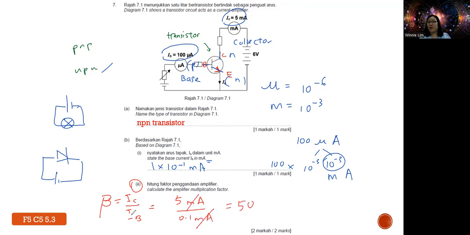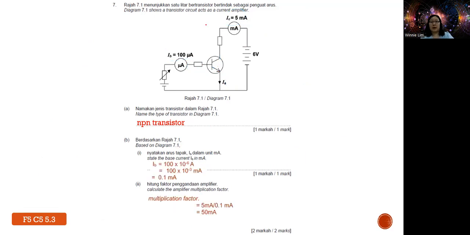There is no unit for the amplification factor. So you basically amplify the current 50 times. A small base current can cause a large collector current to flow. Again, you shouldn't have a unit over here.